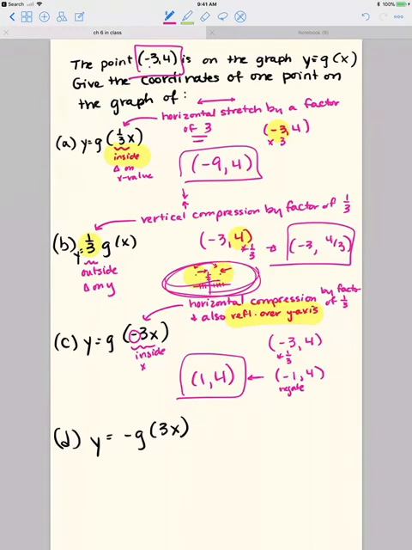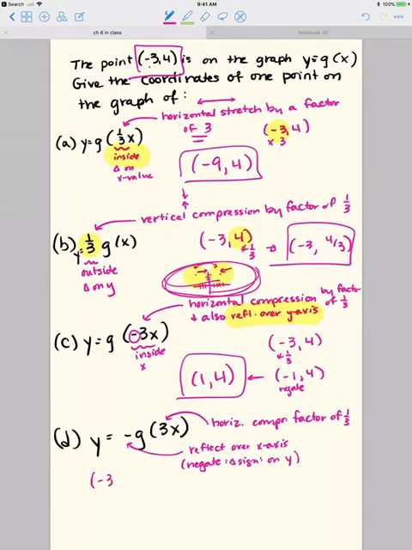For the last one, two things are going on here. Let's start on the inside. So it first has a horizontal compression by a factor of 1/3, again, like we just saw in the previous example. And then we also have this negative on the outside that's going to reflect over the x-axis. But all it's really going to do point-wise is negate or change the sign on the function value, so on the y-coordinate. That's all that's going to do.